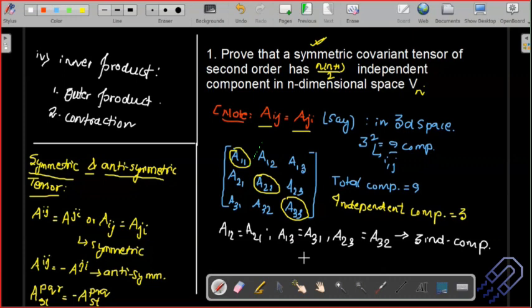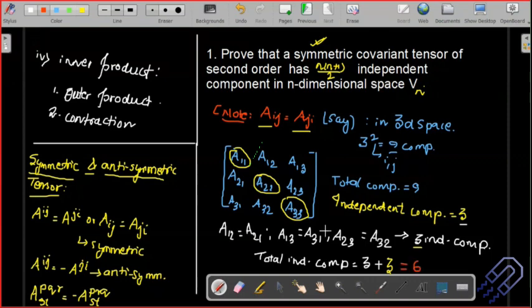So that means total independent components. Remember the term: total independent components is equal to these 3 plus 3. Which is that 3? These 3, and these 3 are from here. So that is equal to 6. So there are 6 independent components.